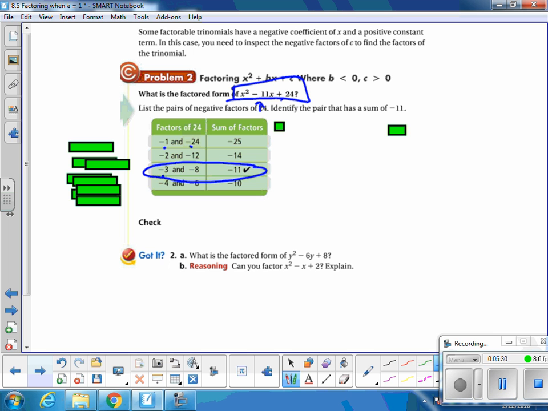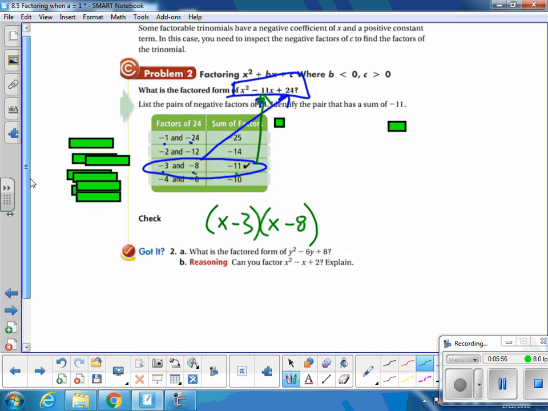So my negative 3 times my negative 8 gets me to my 24. Negative 3 plus negative 8 gets me to my negative 11, which is what I'm looking for. And this tells me then that I'm working with x minus 3, x minus 8. Why don't you give it a try?